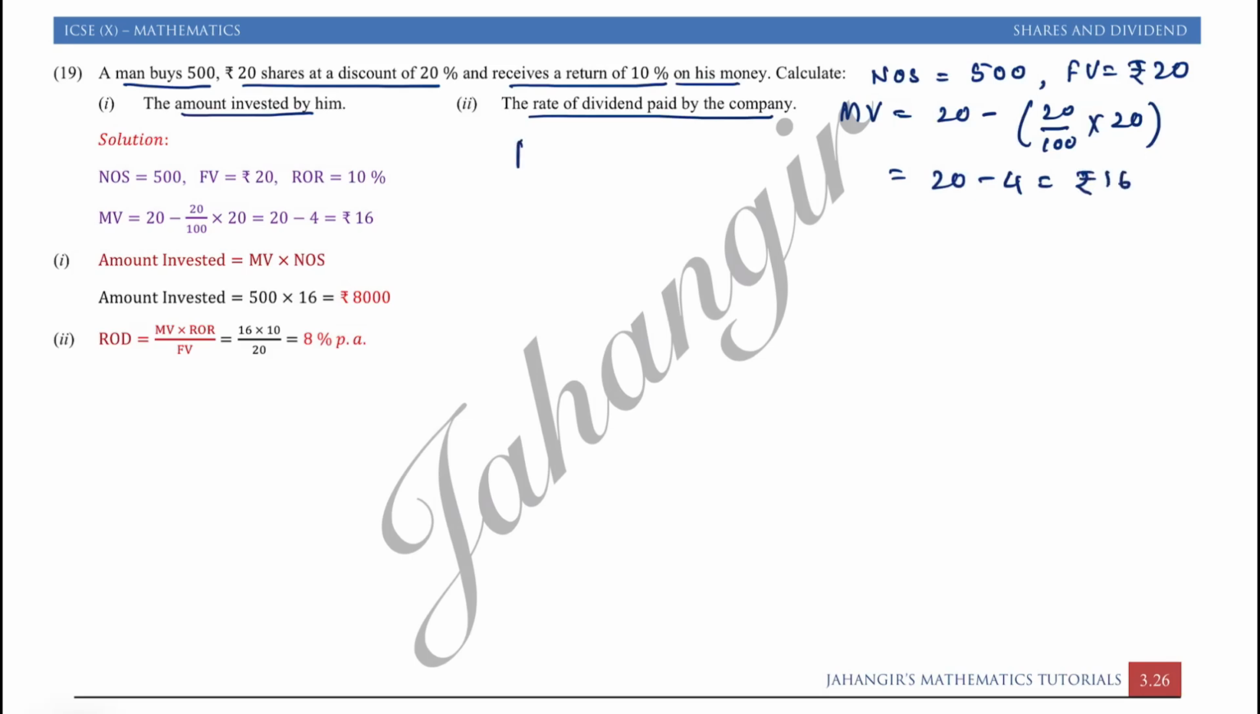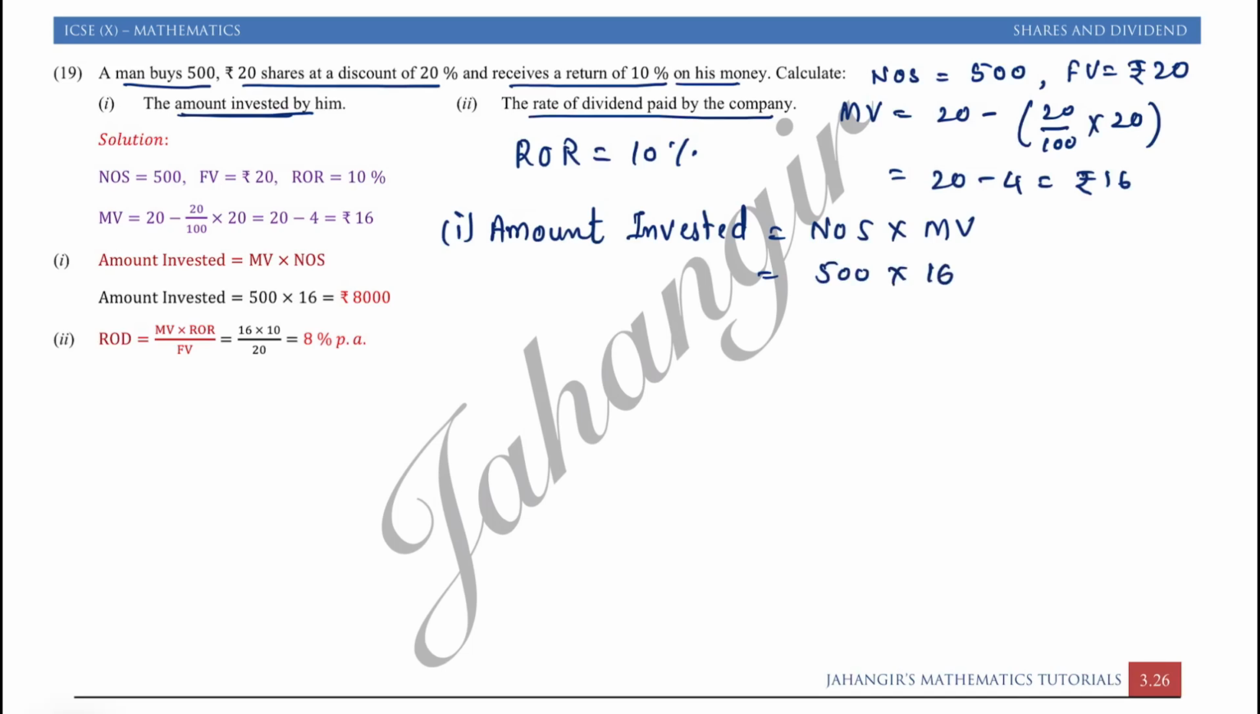And rate of return is also given as 10% on his money. So now what do we have to find first? We have to find the amount invested by him. The formula we will write: amount invested is equal to number of shares into market value. So that is number of shares 500 into 16. 16 5s are 80 and 00, 8000.